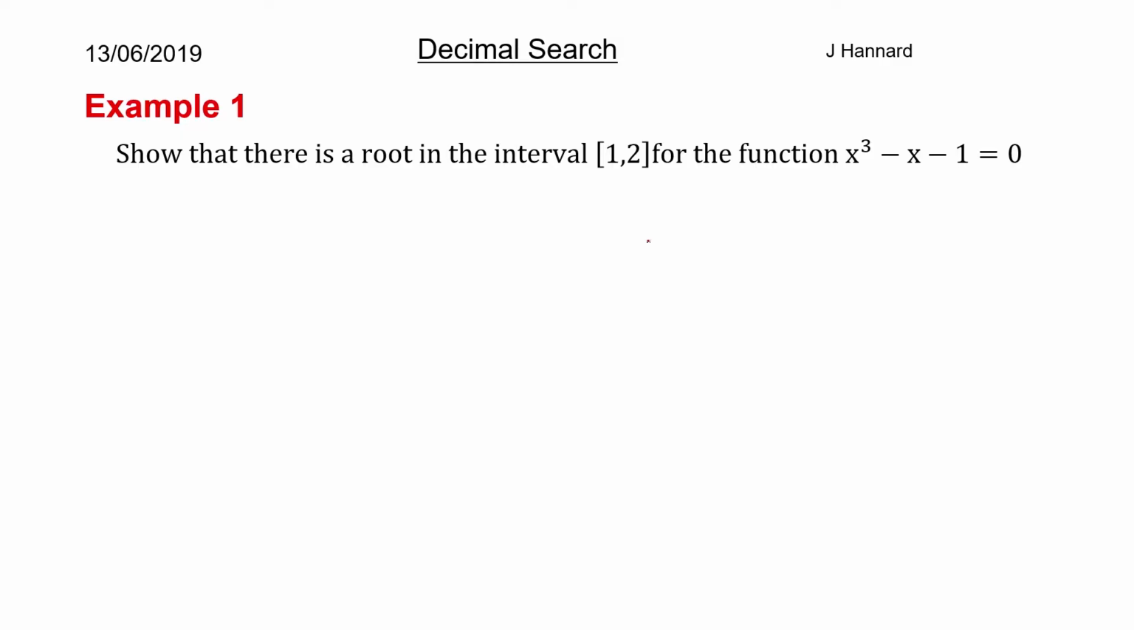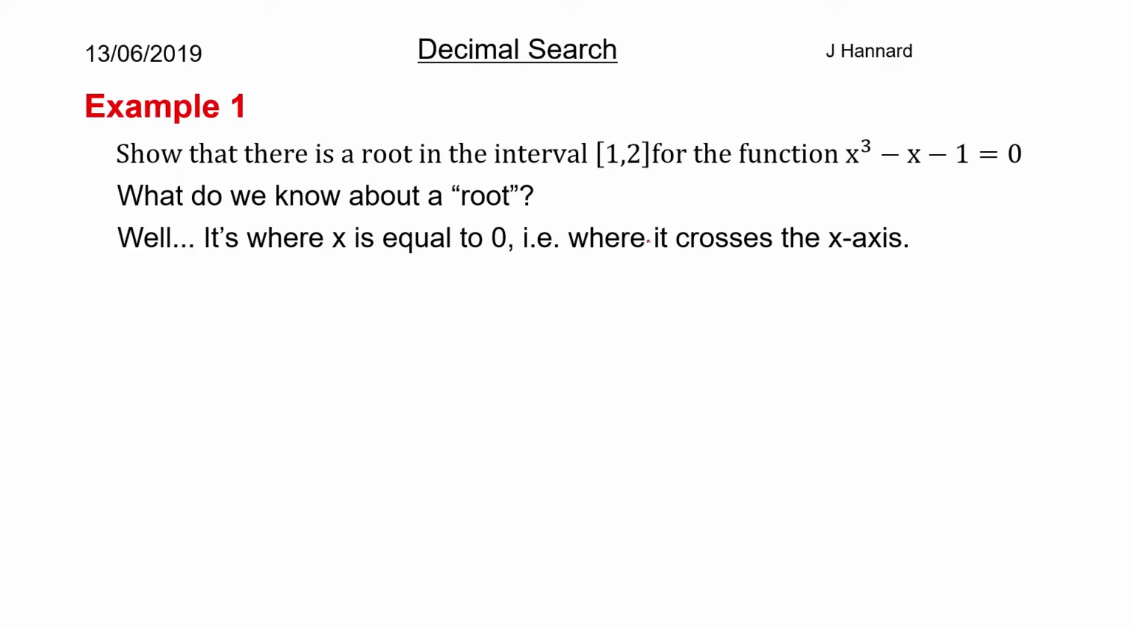So example 1, show that there is a root in the interval 1, 2 for the function x cubed minus x minus 1 equals 0. So this is exactly what we were doing in the interval bisection. This is the first part of the question. So what do we know about the root? Well, it's not where x is equal to 0, it's where y is equal to 0. That should be a y there. Apologies about that. Where y is equal to 0, i.e. where it crosses the x-axis.